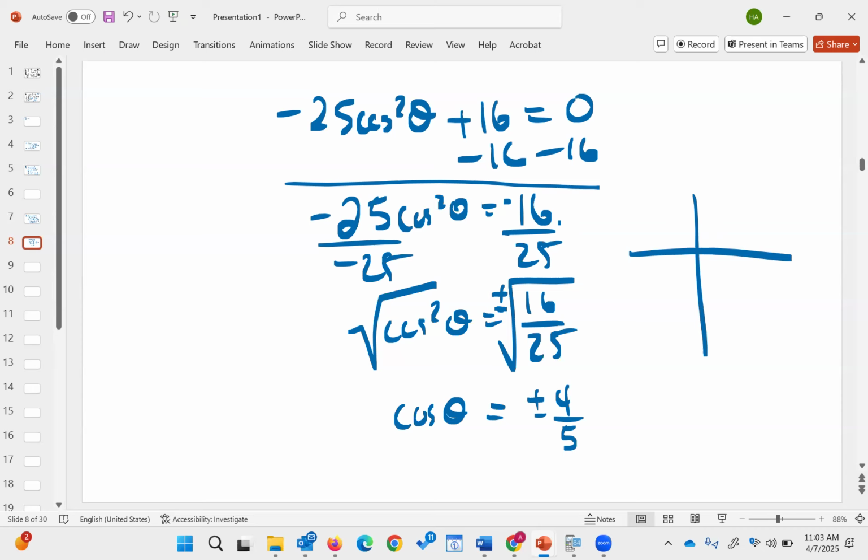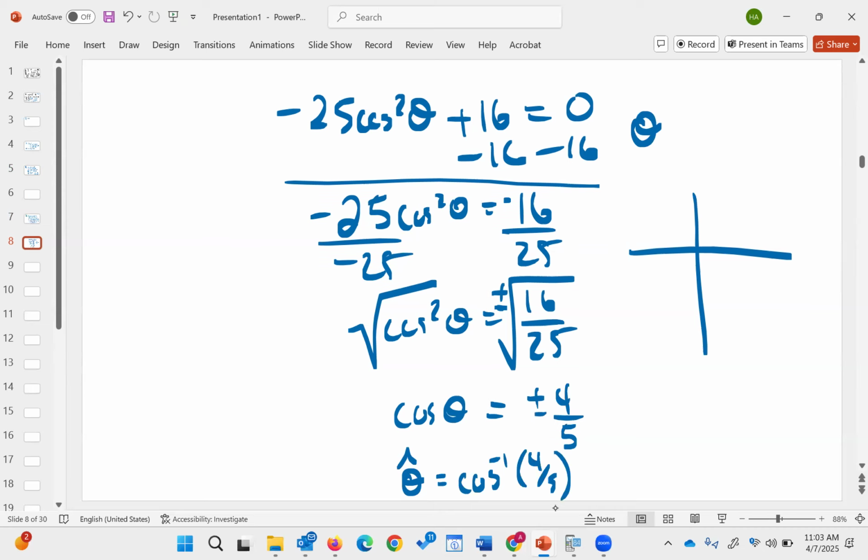So I need to know when cosine is positive and negative. Isn't that all 4 quadrants? On your calculator, if you can, just write this here. You're going to put theta, and you can put a little hat for theta, and you're not going to use the negative, you're just going to use the positive of this one.